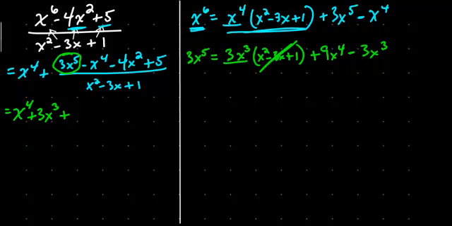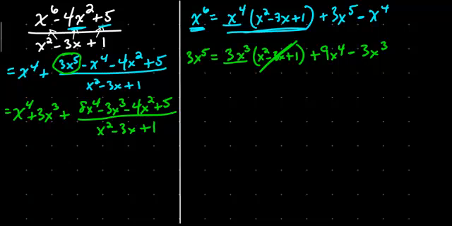that whole thing was 3x to the 5th. That's gone, so I've got plus 9x to the 4th minus x to the 4th. So what's that going to give me? 8x to the 4th minus 3x cubed, and then minus 4x squared plus 5, all divided by x squared minus 3x plus 1.